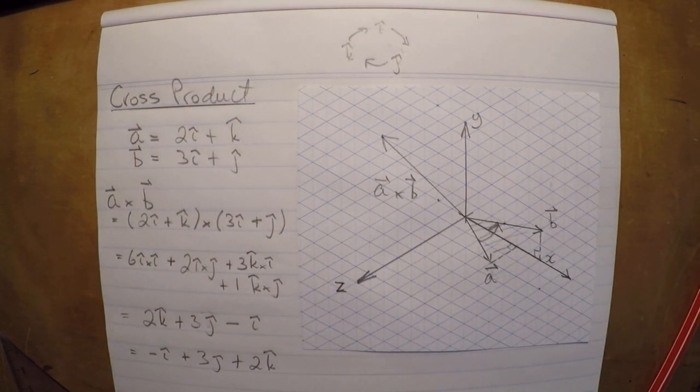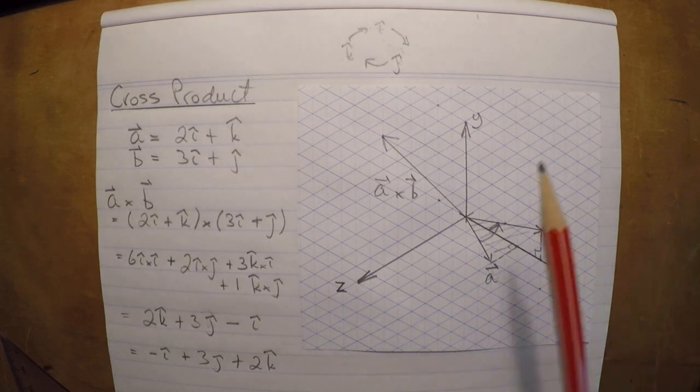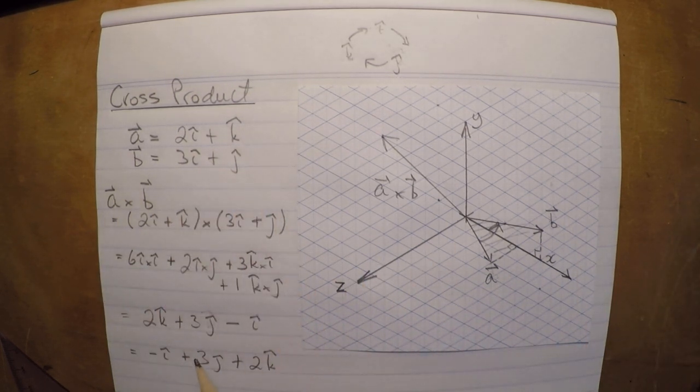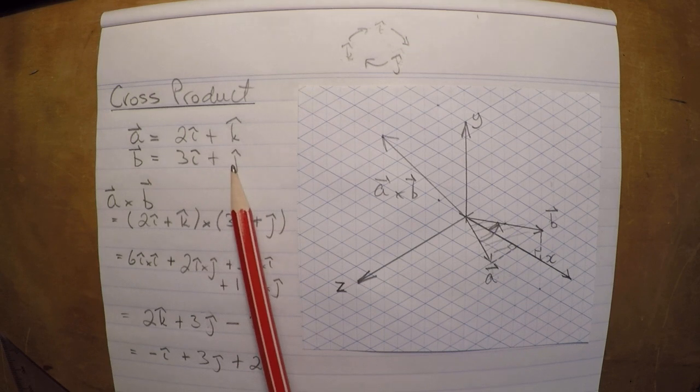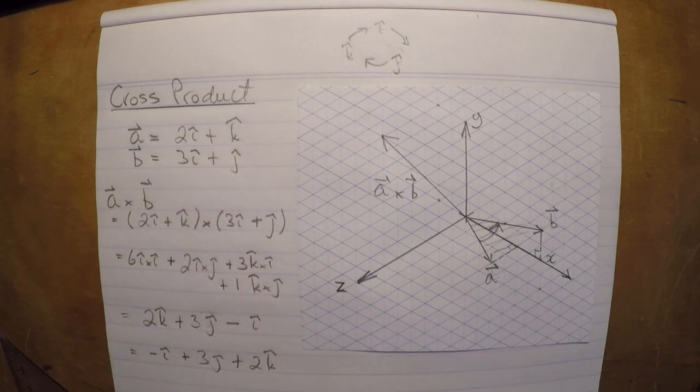So apart from a couple of little mistakes, that's how you do a cross product. If you have any more than two components, I'd recommend using the determinant method, which is the subject of a different video.